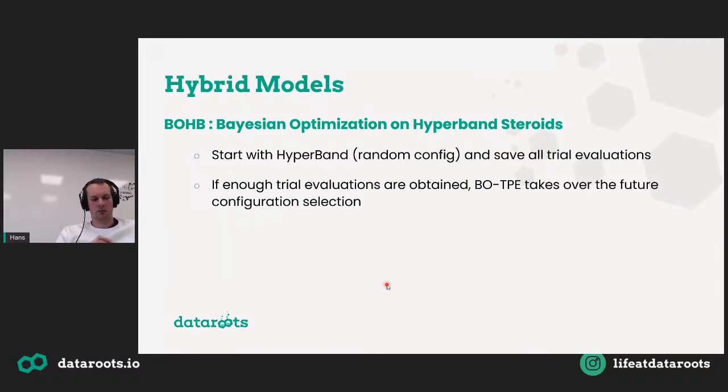You can prune less performing models, and you can swap out just a random pick for the next configuration with a smarter algorithm.